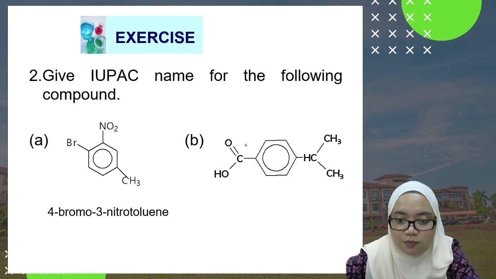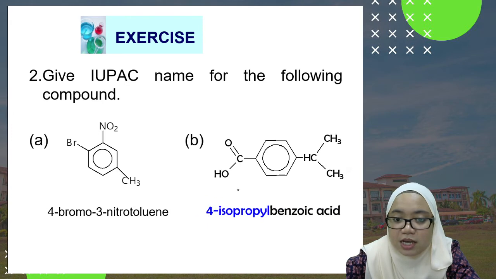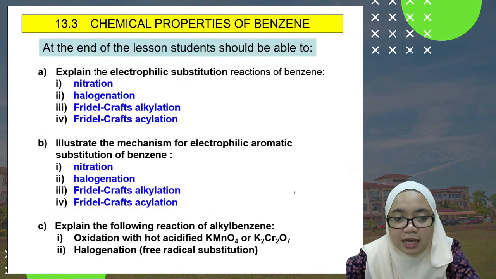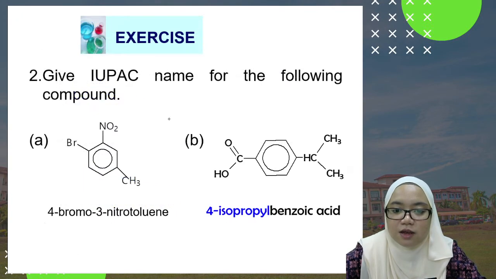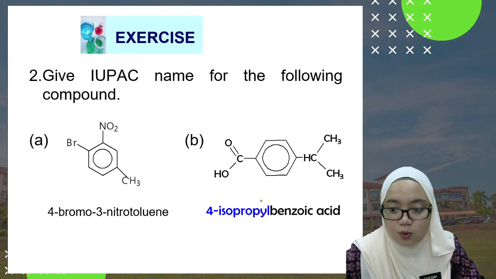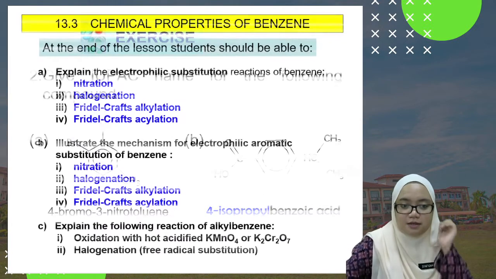Okey, kalau macam ni pula kita nampak ni adalah carboxylic acid. So ini sebenarnya adalah benzoic acid, and kita ada isopropyl punya substituent attach dekat mana ni? 1, 2, 3, 4, ortho meta para, dekat para position. So dia adalah 4-isopropylbenzoic acid ataupun boleh jadi para-isopropylbenzoic acid. Okay, next.